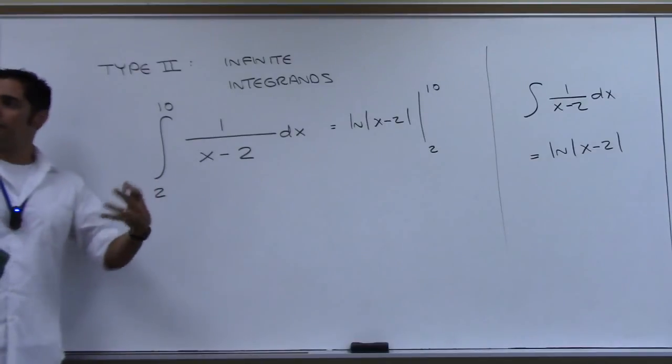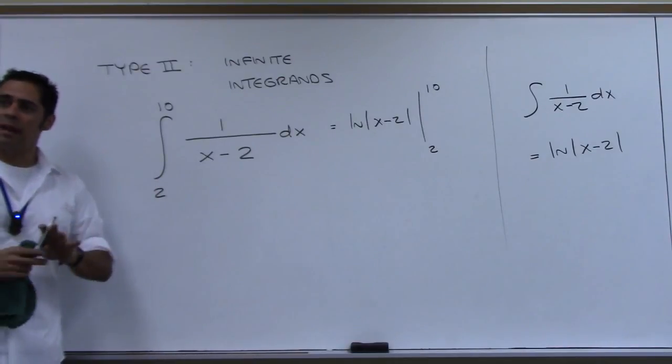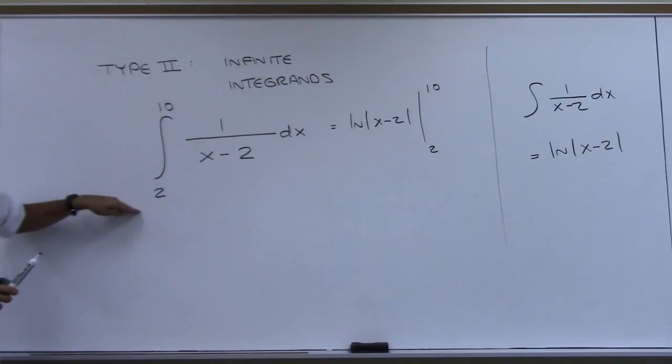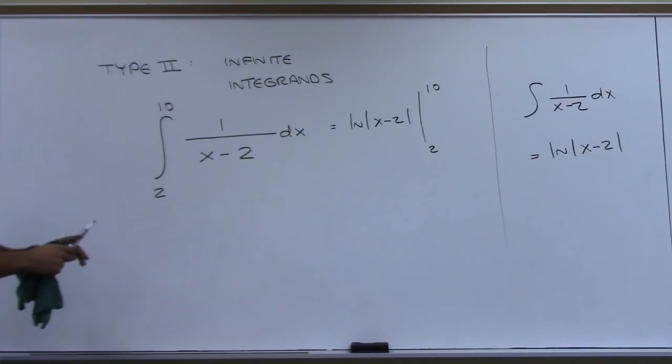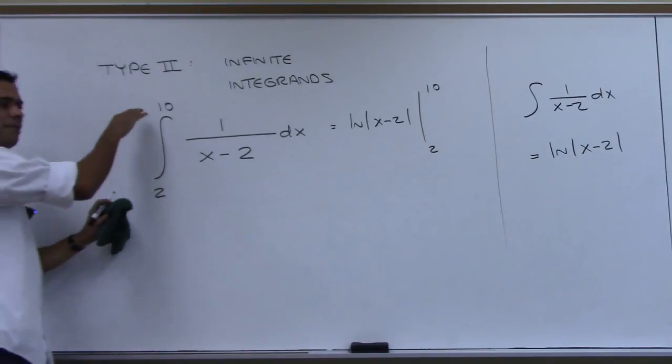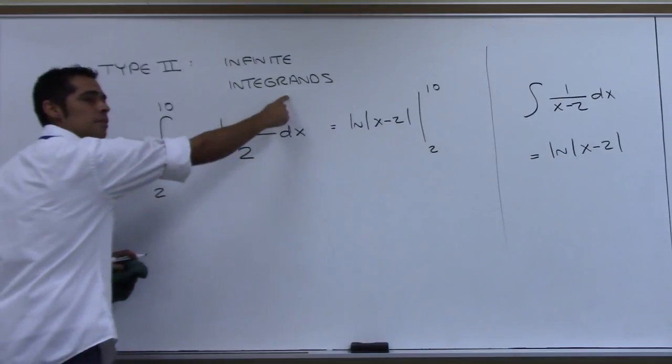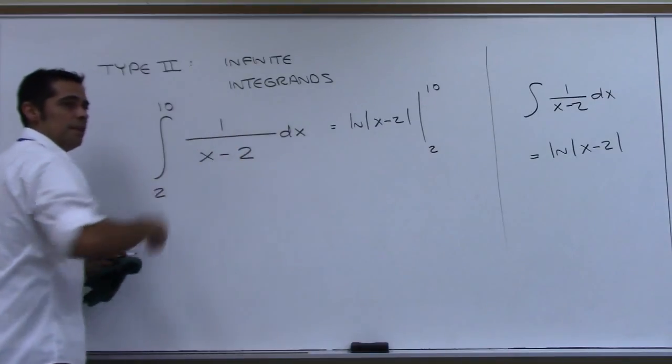So do you see how this is different than the last type that we were looking at? In the last type, we always had infinity out here, right? Either infinity here or negative infinity here or both. That's type 1. Type 2, there's not infinities here. There's actually something wrong with the integrand. That's why they're called infinite integrands.